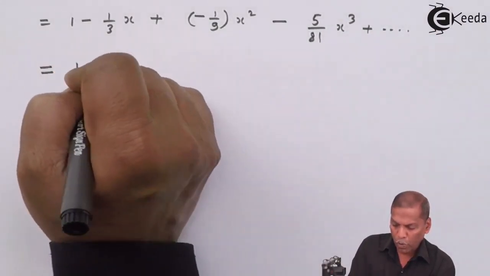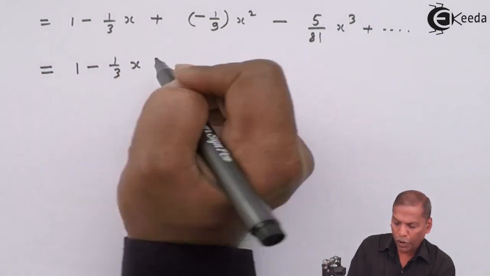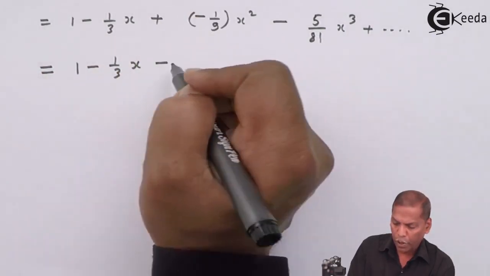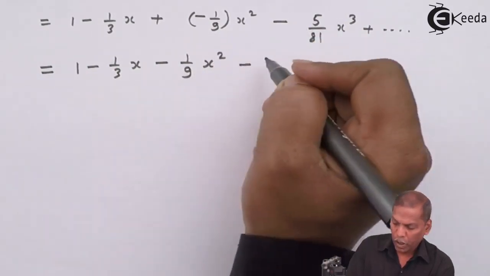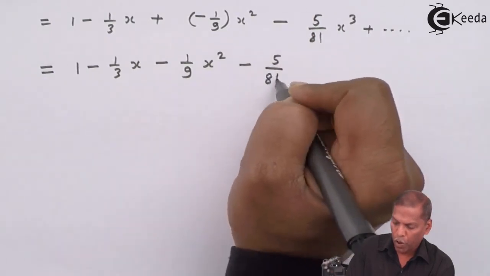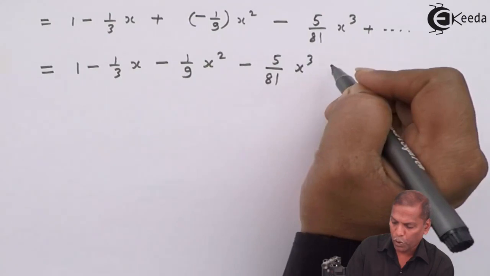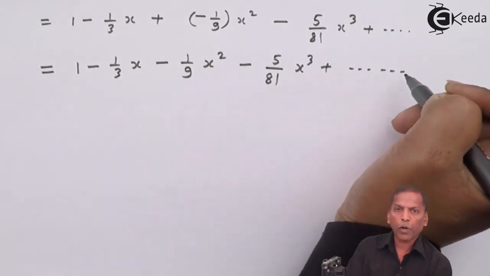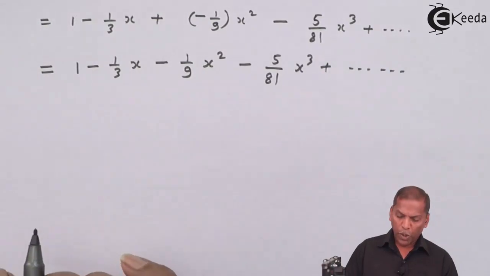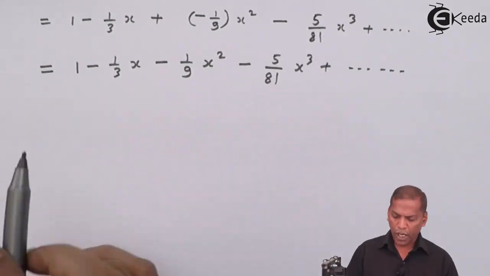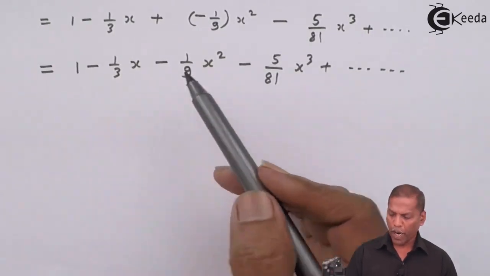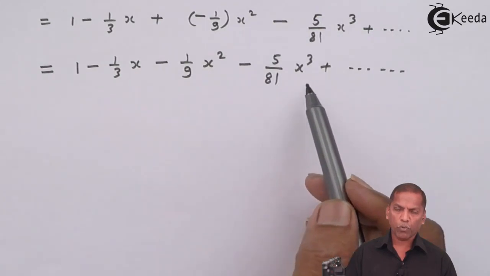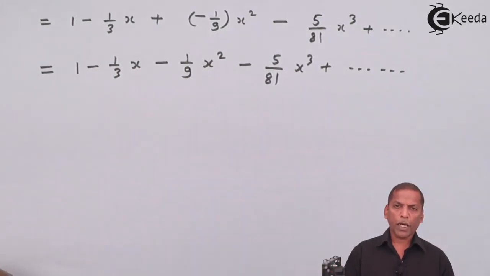So that is equal to 1 minus 1 upon 3x plus minus minus 1 upon 9 into x square, then minus 5 upon 81 into x cube plus going on. So in this way we get the first 4 terms as 1 minus 1 upon 3x minus 1 upon 9x square minus 5 upon 81 x cube plus going on. So this is the required solution for the given problem. Thank you.